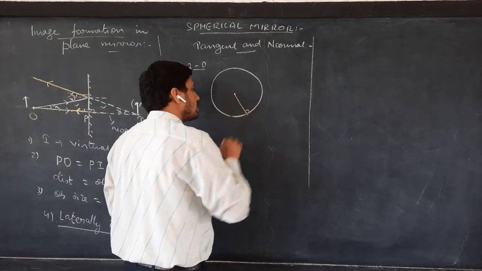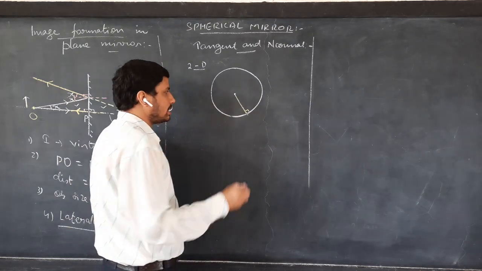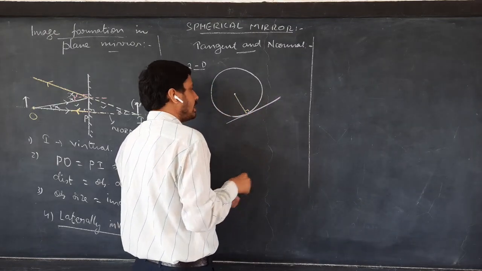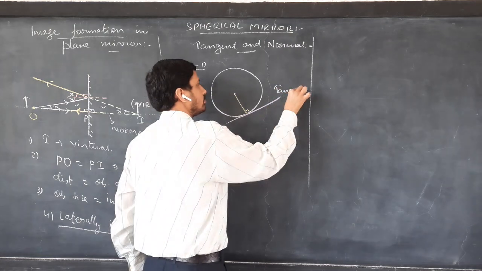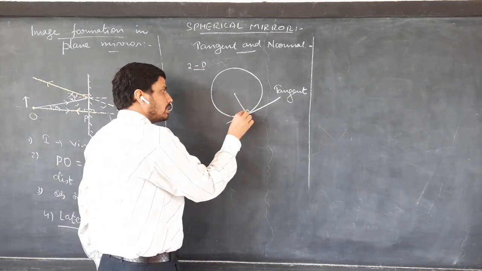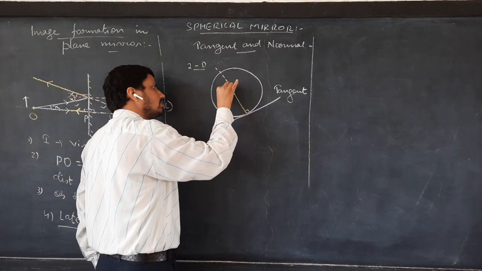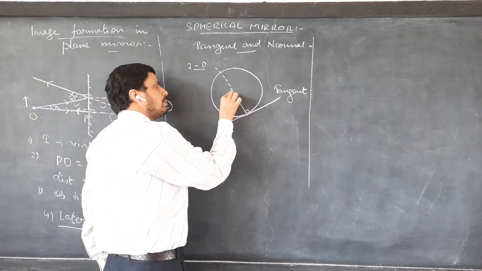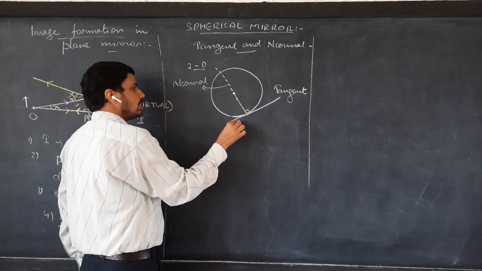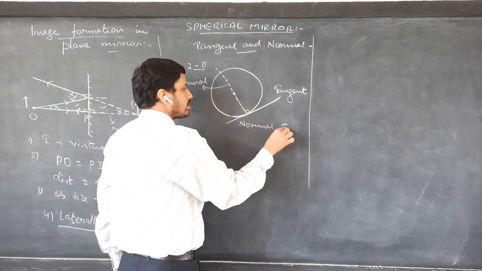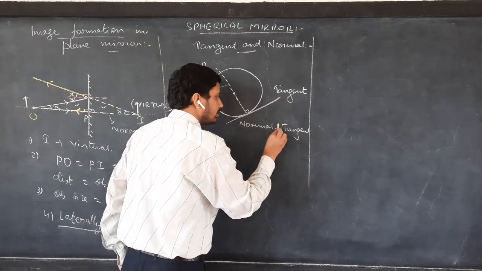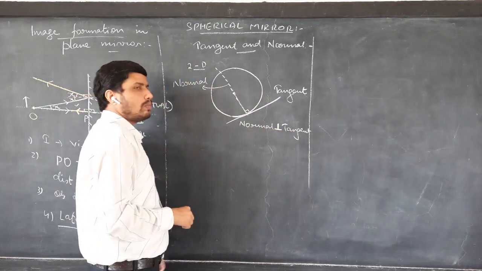Draw a line perpendicular to this radius. You know that line is called a tangent. So this is the tangent. This line, I'm talking about the line, not this line segment. This line, line means I can produce it further, which is perpendicular to the tangent, is called the normal. So always remember, normal and tangent, they are always perpendicular to each other. Normal is perpendicular to tangent.